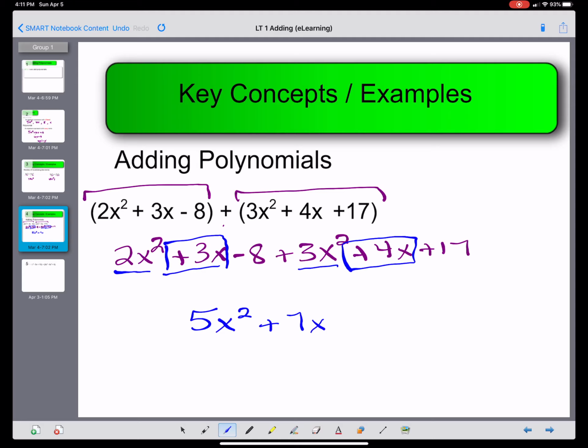And then we have this minus 8. Okay, well, you have a minus 8 here, and you have 17. These are like terms. These are both constants. These are just numbers. These are whole numbers. You can add these together. So negative 8 plus 17 gives me positive 9. And that's it. Okay, so let's take a look at the next one.